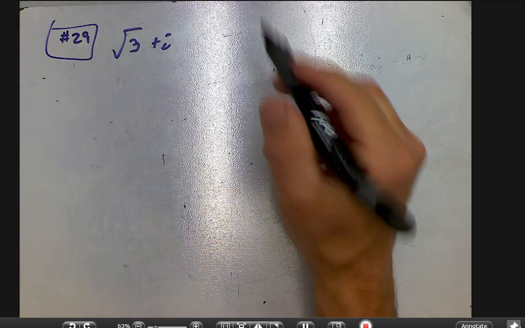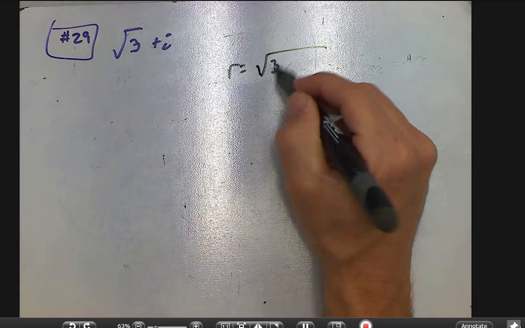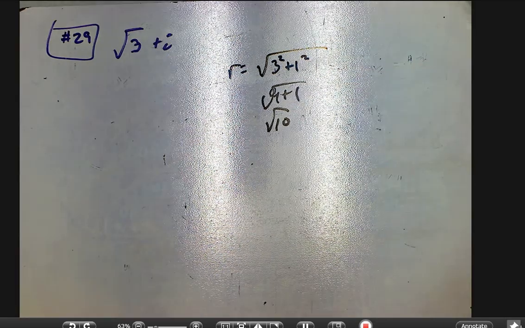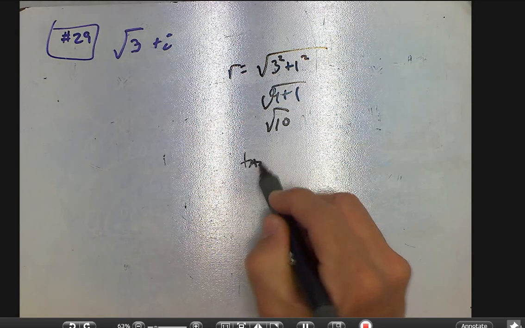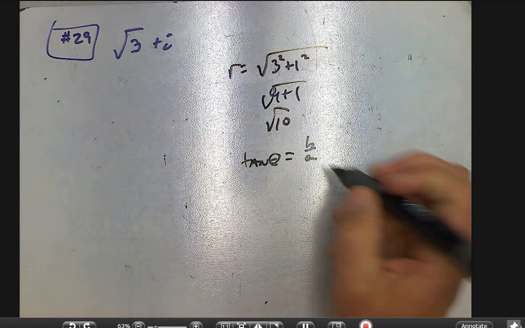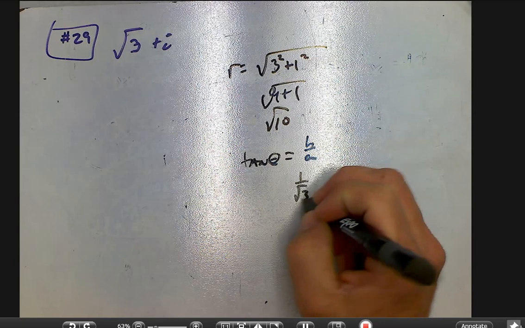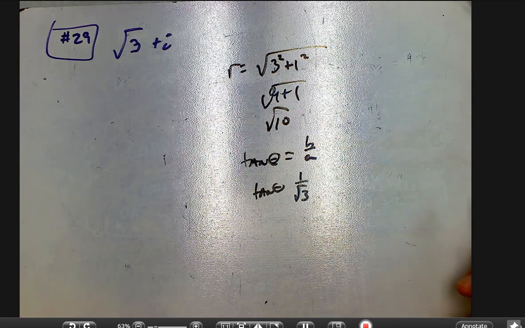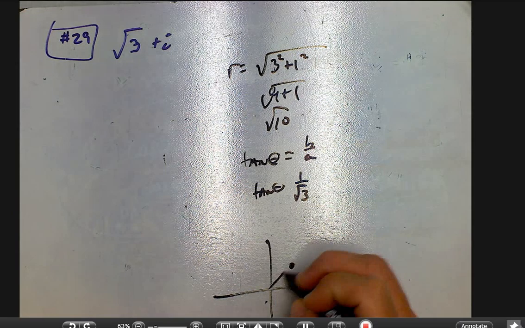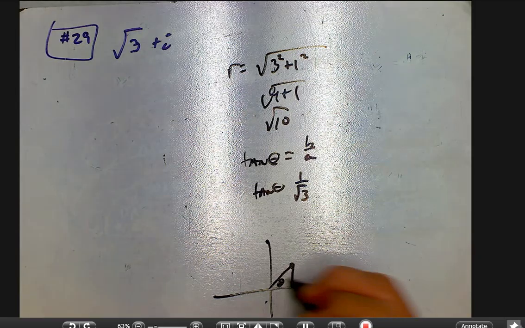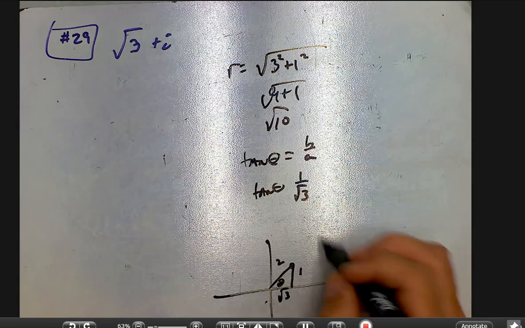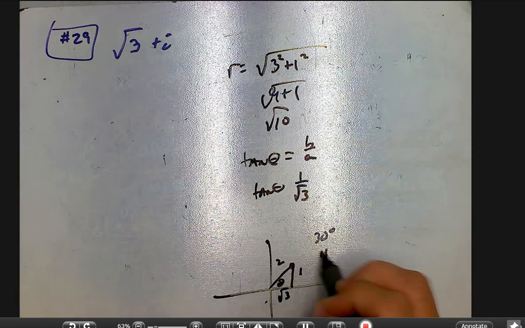Okay, so R is going to be the square root of 3 squared plus 1 squared. So 9 plus 1, or the square root of 10. Tangent of theta equals B over A. So it's going to be 1 over the square root of 3. I know that square root 3 plus i is in the first quadrant. So I'll draw my triangle. Theta. Tangent is opposite 1 over adjacent square root of 3. So I know it's a 30-degree angle, which is pi over 6.